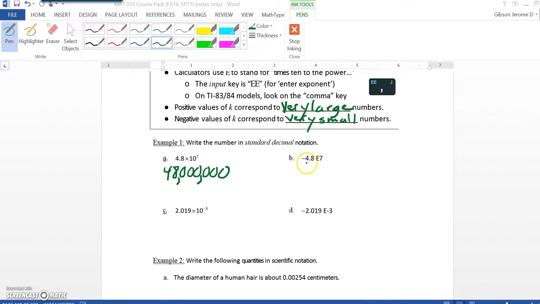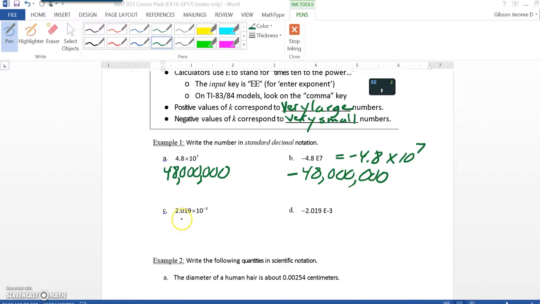Now we come here to B. We have negative 4.8 E7. This is how the calculator is set up. This is really negative 4.8 times 10 to the 7th power, so that E7 means times 10 to the 7th power. Just like we did over here, we'll move the decimal 7 places to the right, but instead of a positive 48 million, this would be a negative 48 million.